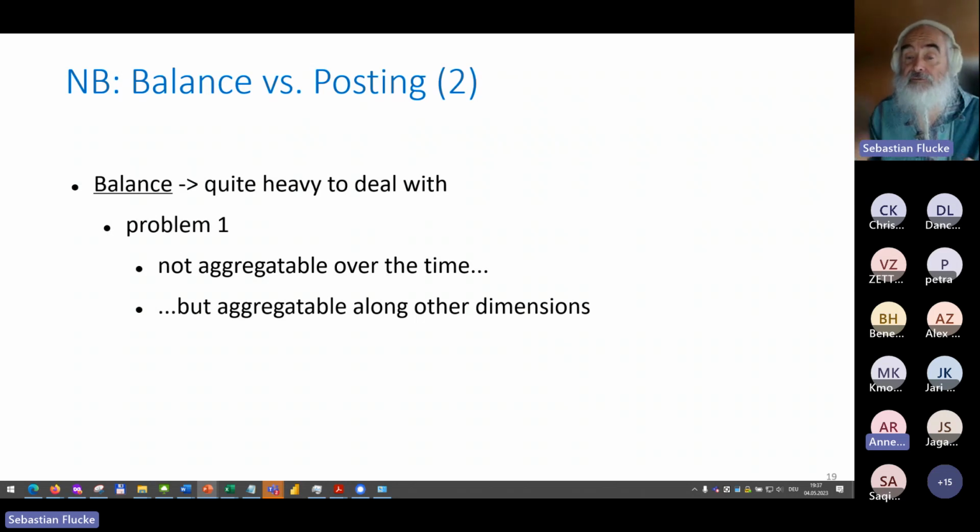But on the other hand, balances are aggregatable along other dimensions. If I have the balance of customer 1 and customer 2, I can quite simply aggregate a balance for a customer region, customer department, or things like that. But not aggregatable over time. That is the first problem we have.